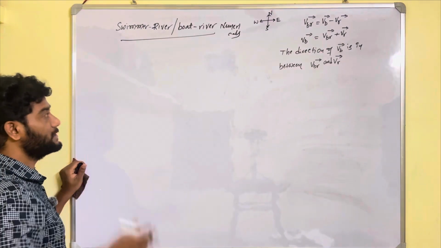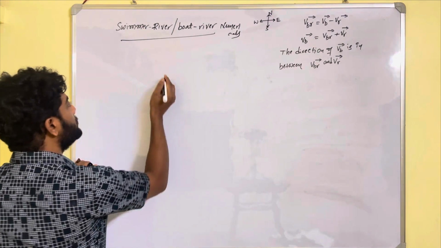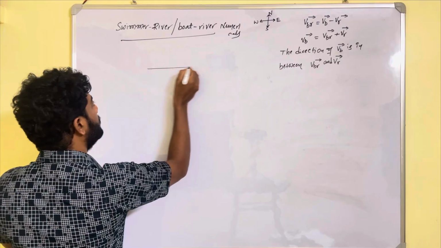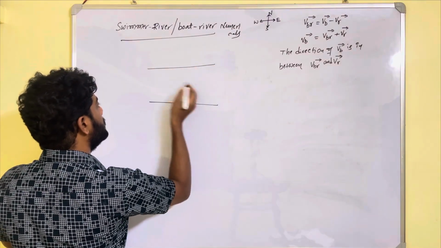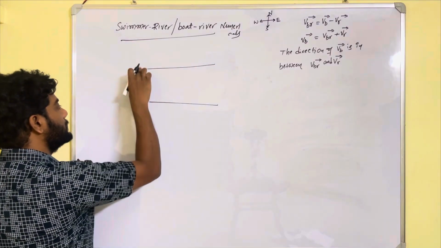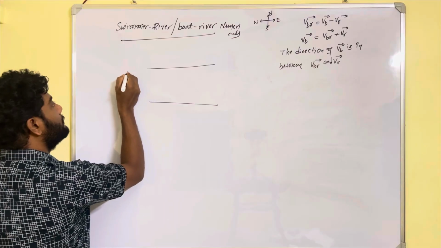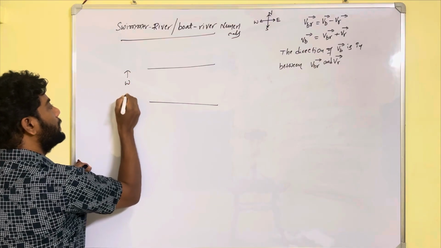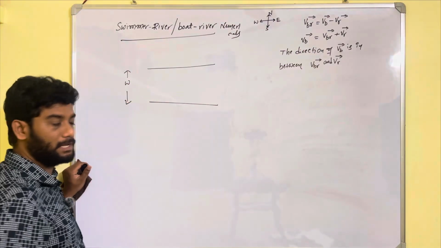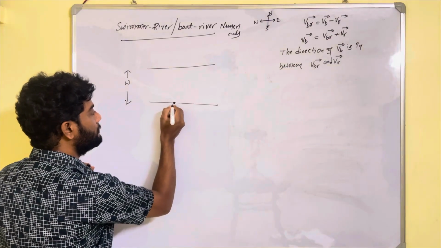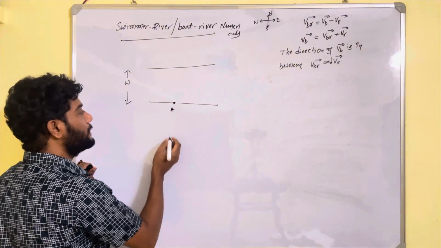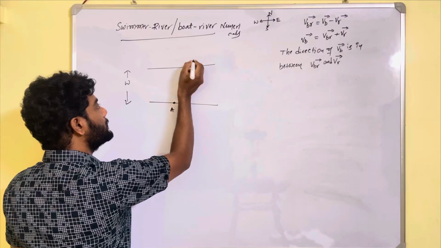Here the concept is very simple actually. For suppose this is the river. This is the width of the river, W. Here one person, or for suppose one boat, is there. And this is the direction in which the river is flowing.